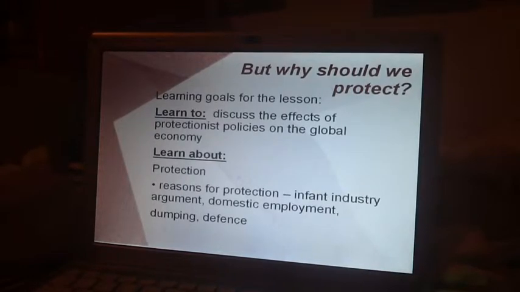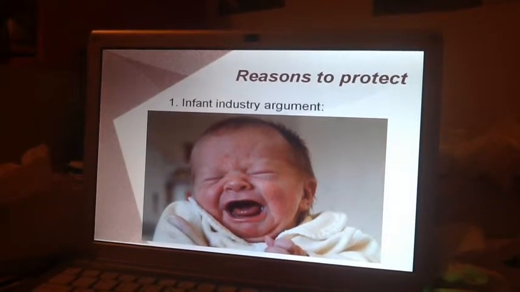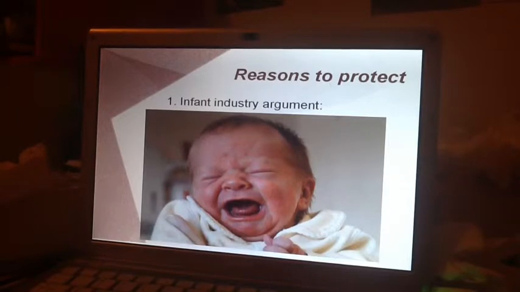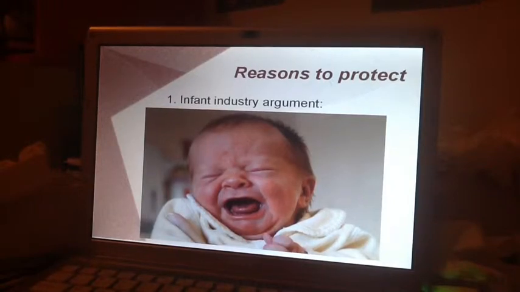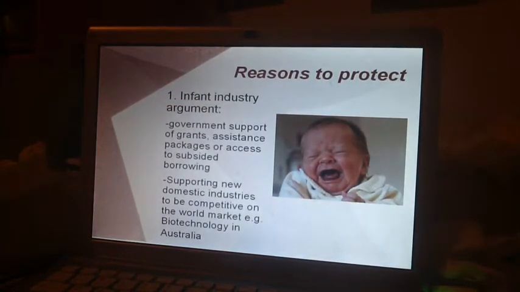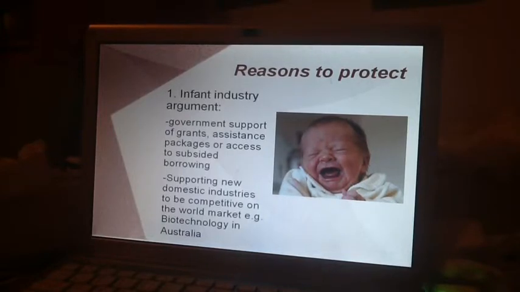Well, the reasons to protect, and the first one that we have is the infant industry argument. It's this argument that newly established, infant industries that are just establishing themselves need some sort of support in order to be competitive in the global market. And so we see support such as grants, assistance packages, or access to subsidized borrowing, and all of this support has the aim of helping this domestic industry in its early stages to reduce their cost of production, to expand their scales of production, and to just help them really get a level up and be competitive in the global market in the long term.